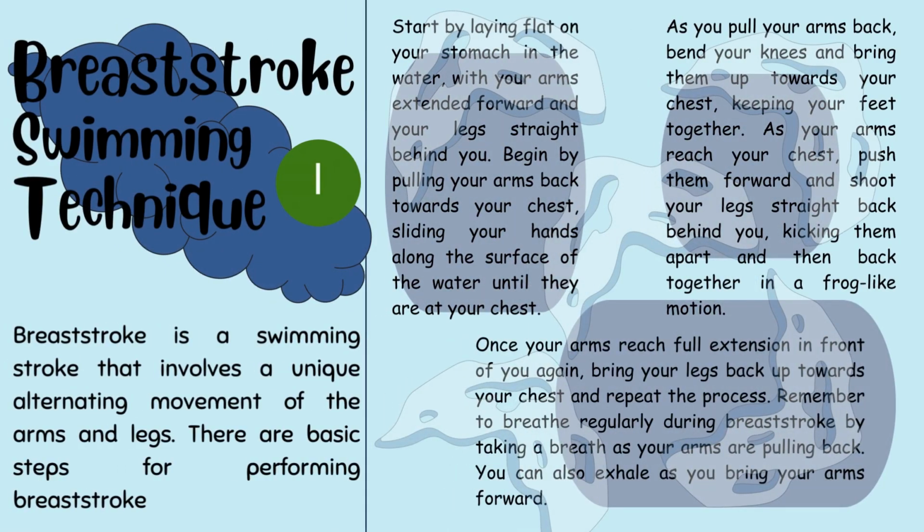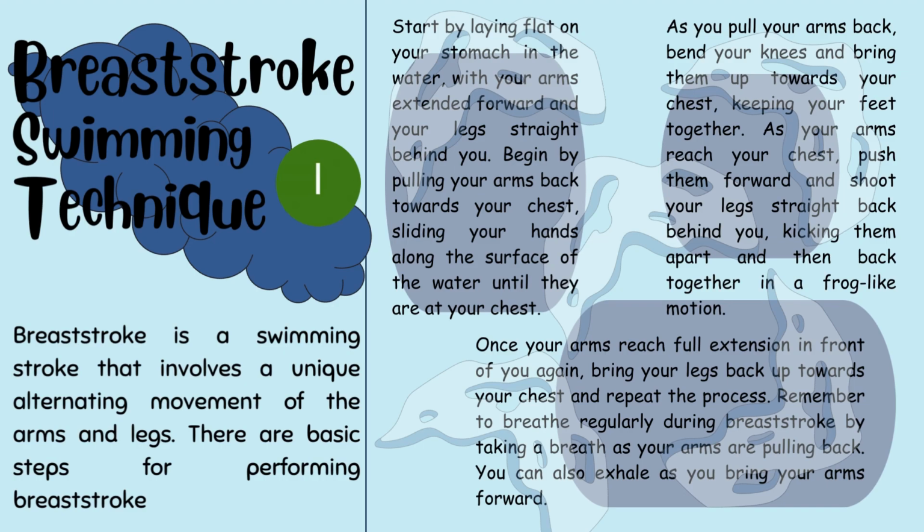Breaststroke swimming technique. Breaststroke is a swimming stroke that involves a unique alternating movement of the arms and legs. There are basic steps for performing breaststroke. Start by lying flat on your stomach in the water with your arms extended forward and your legs straight behind you. Begin by pulling your arms back toward your chest, sliding your hands along the surface of the water until they are at your chest.